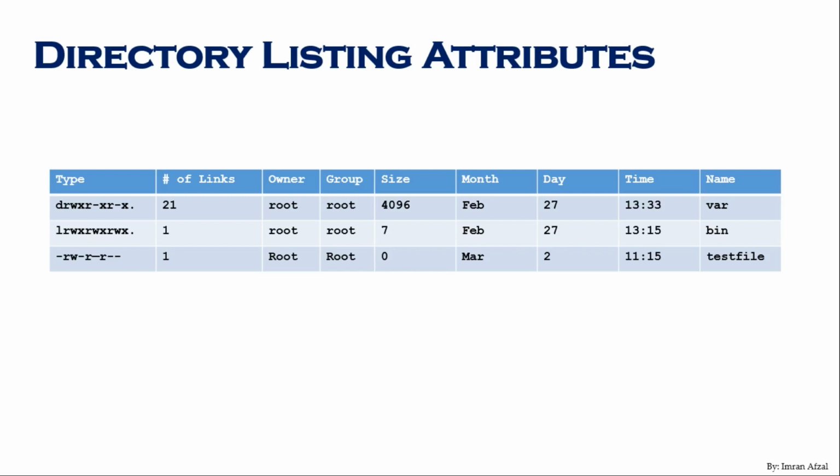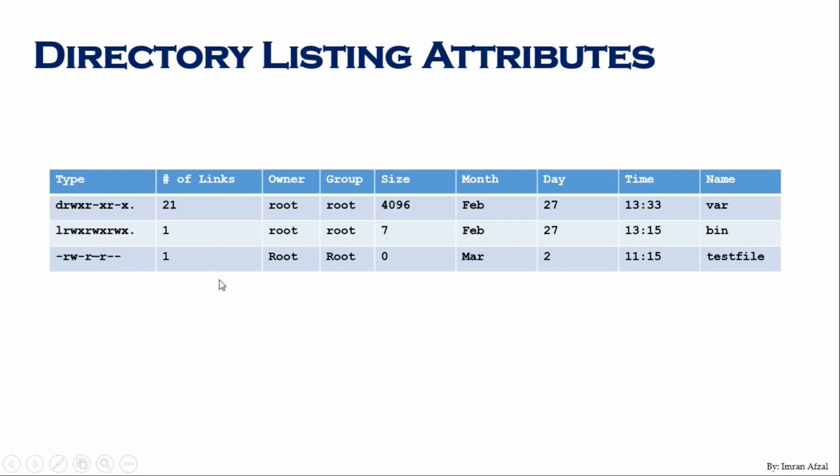The first field is the type of the file. Any file that begins with d is a directory. Any file that begins with l is a link. And any file that has neither is just a regular file. So the first field tells you about the type.